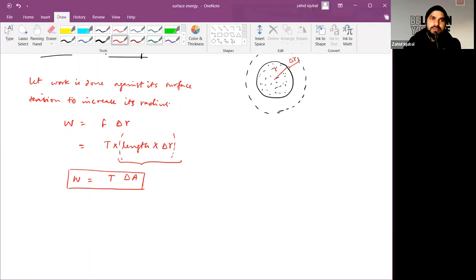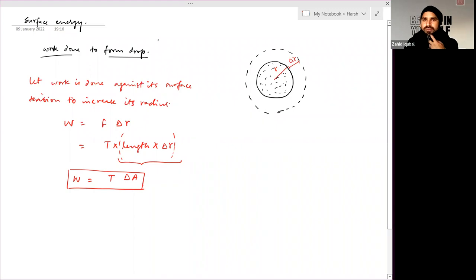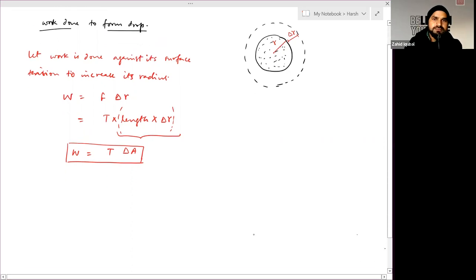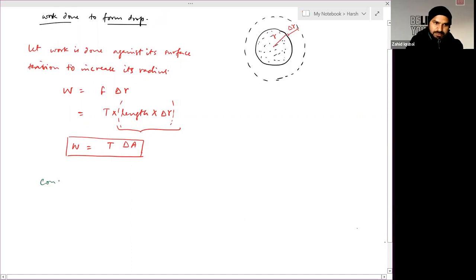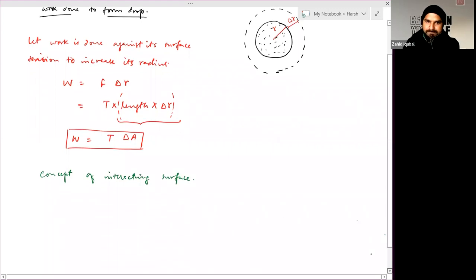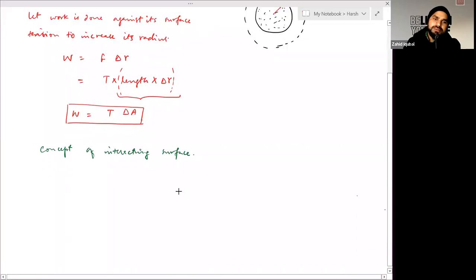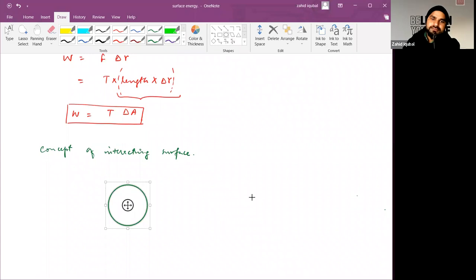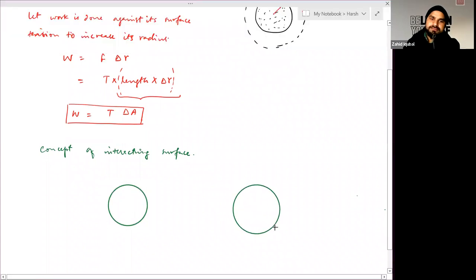But this is only for drop. Let me define how to use this formula in case of bubble, or what would be the main difference between those two different objects. So there will be the concept of interacting surface for a three-dimensional object. Suppose you have bubble and drop. What would be the main difference between these two? Bubble and drop.